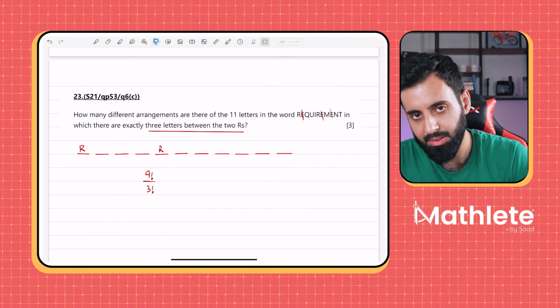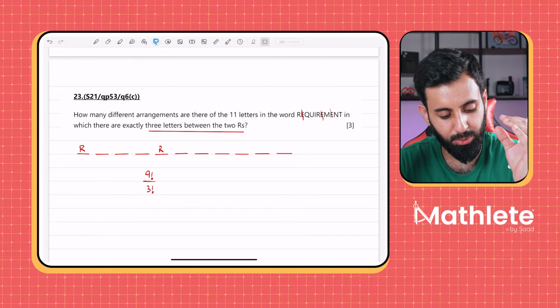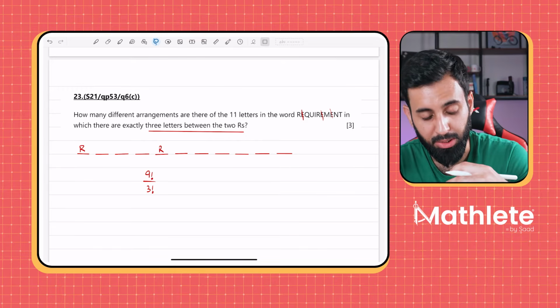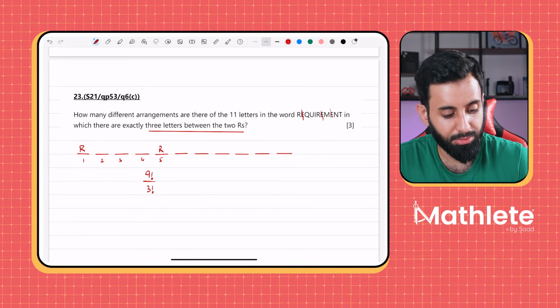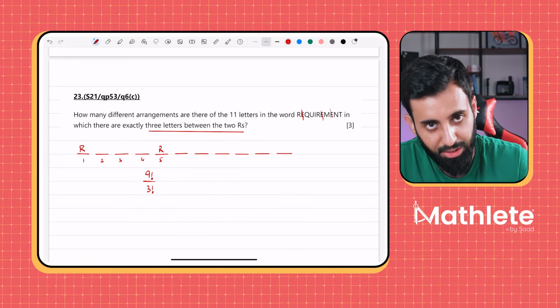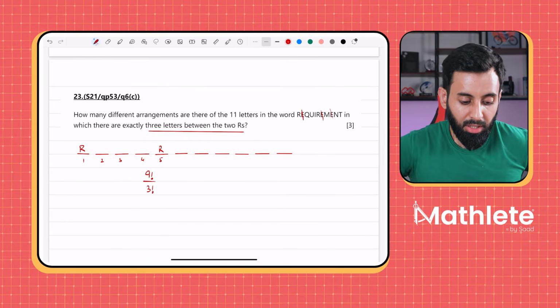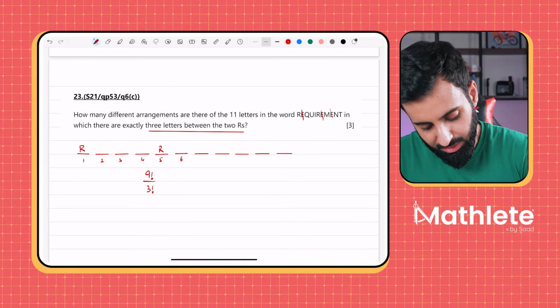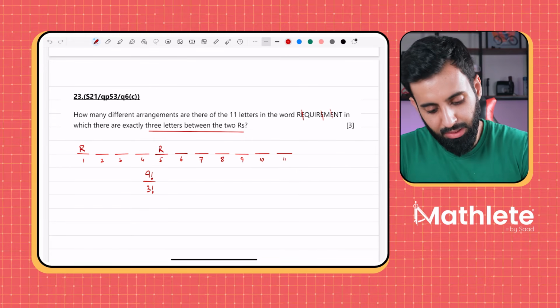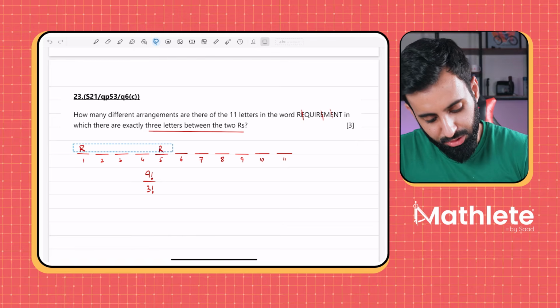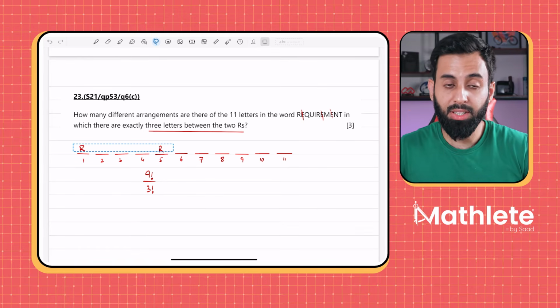Why? Because the question doesn't say that the 2 R's with 3 letters in between should be in the first 2 places. Okay, there's nothing in the question which says that. So you have the first and the 5th place. There's no such condition mentioned in the question. So that means they could be in the 2nd and the 6th. They could be in the 3rd and the 7th. So let's see all the possible positions. So let me number the blanks first. Now let's see all the possible positions of these 2 R's with 3 letters in between.